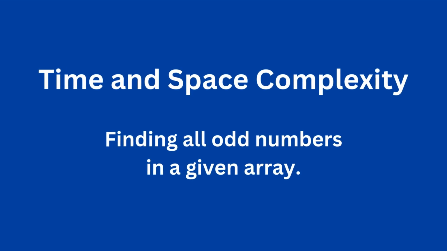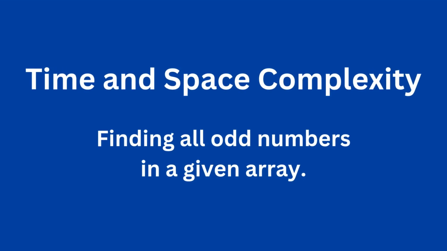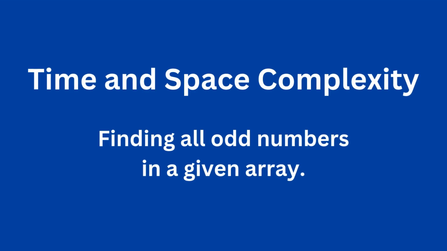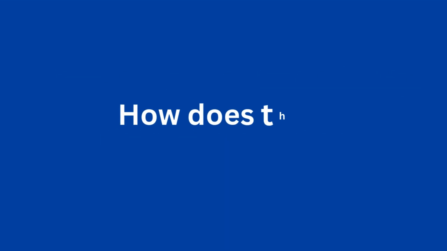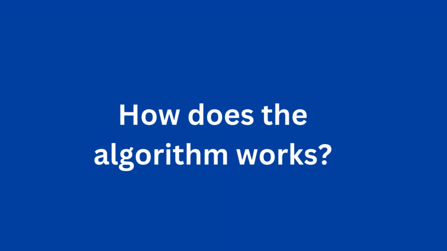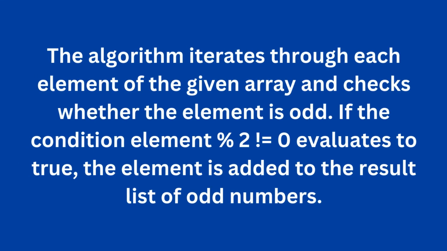In this video, I will be discussing time and space complexity of finding all odd numbers in a given array. So how does the algorithm work? The algorithm iterates through each element of the given array and checks whether the element is odd. If the condition element modulo 2 is not equal to 0 evaluates to true, the element is added to the result list of odd numbers.